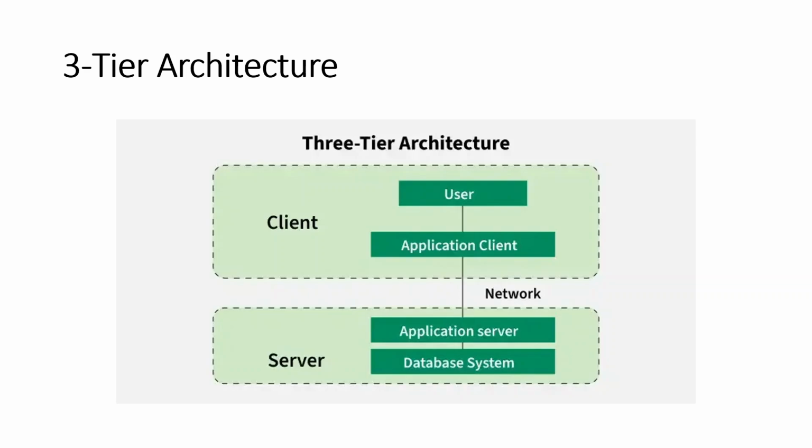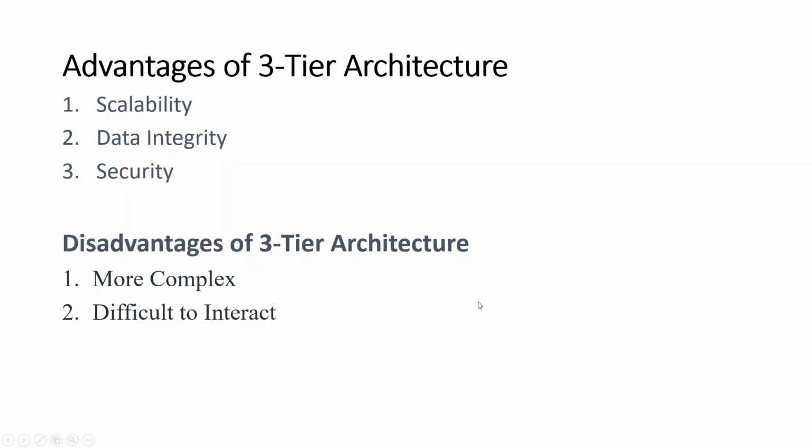See, in this three-tier architecture, the middle layer is the application server. The user and the database cannot directly communicate with each other. The application server communicates between the user application and the database. Let me see the advantages of three-tier architecture.